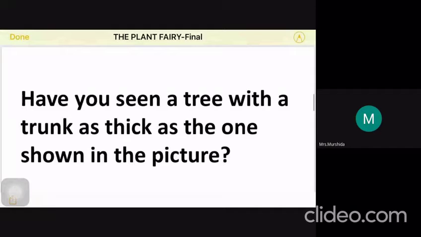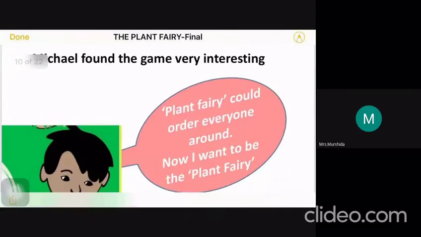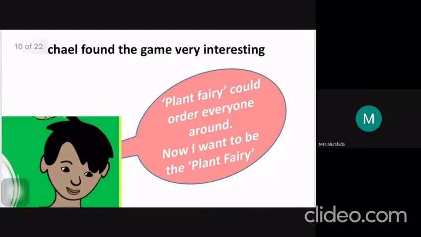Now Michael found the game very interesting. He thought the Plant Fairy could order everyone around. "Now I want to be the Plant Fairy." So Michael found the game very interesting because Didi could order and the children had to obey. So now he wanted to be the Plant Fairy.